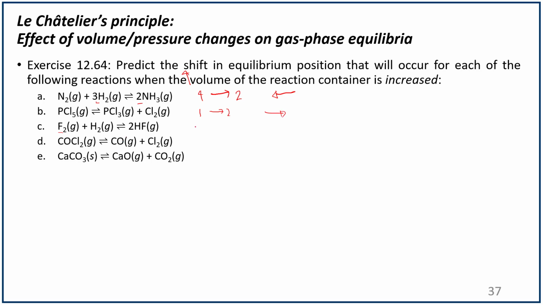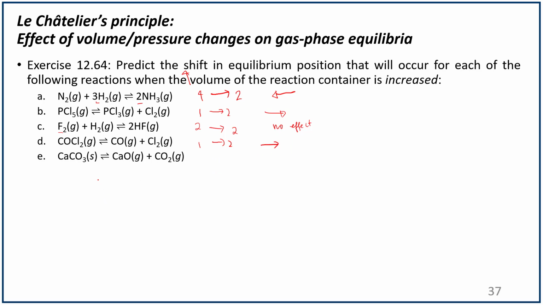Letter C, this time you have 2 moles of total gases on the reactant side, and also 2 moles on the product side. So there's no change in the number of moles of gas. This one is a no effect, so the position of the equilibrium does not change. And then letter D, that's also 1 going to 2, so this one is also going to go to the right.